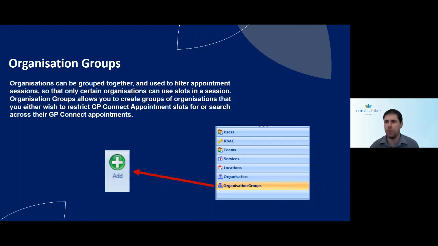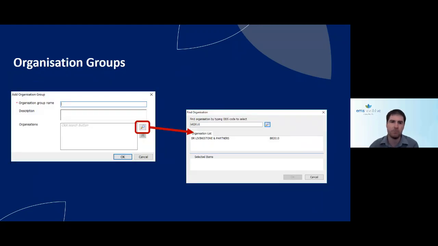Once an organisation group is created by one organisation, it can be seen and used by other organisations that are part of that group. In order to add the group, we need to go to the organisation groups button within organisation config, and then we would need to select the add button at the top left of the screen.